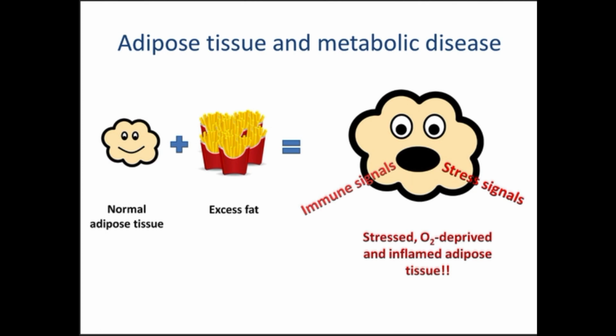It starts sending a lot of stress signals and signals to the immune system, because for it to remodel, it needs the immune system to do that, to grow, etc. And more importantly, because it's gotten so big, it actually starts to become oxygen deprived, etc. And you've got a tissue that is now thought of as dysfunctional.